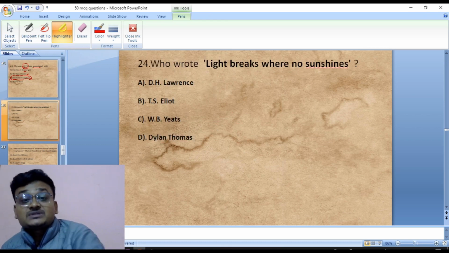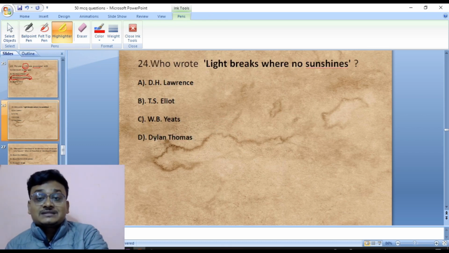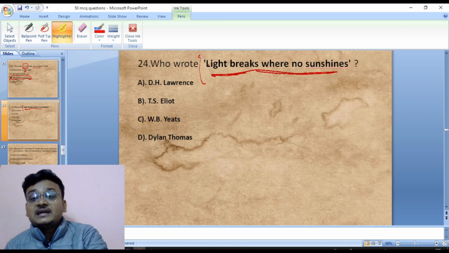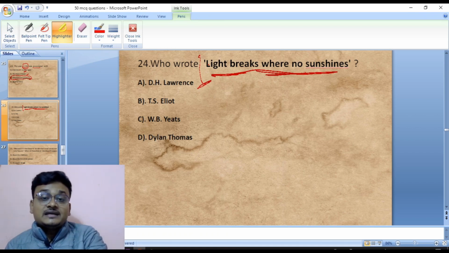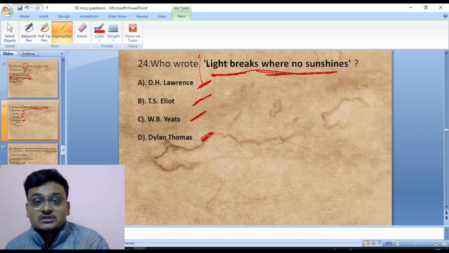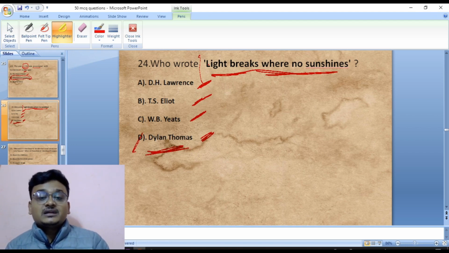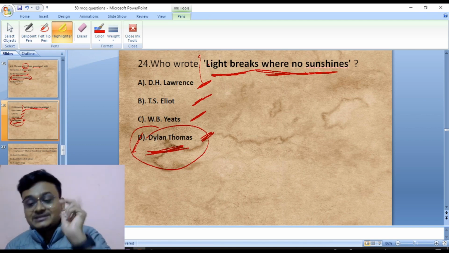Now move to question number 24. Who wrote this line, "Light breaks where no sun shines"? The options are D.H. Lawrence, T.S. Eliot, William Butler Yeats, Dylan Thomas. So this was written by Dylan Thomas. Option D, Dylan Thomas, wrote this poem, "Light breaks where no sun shines."